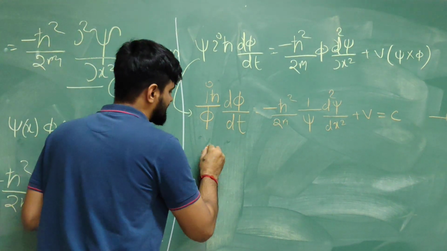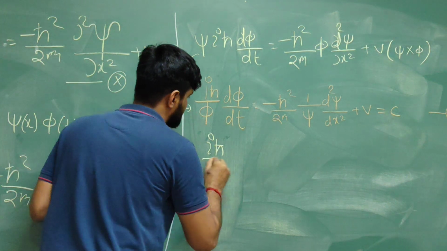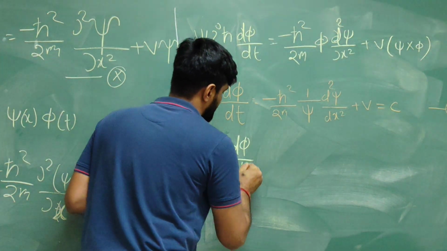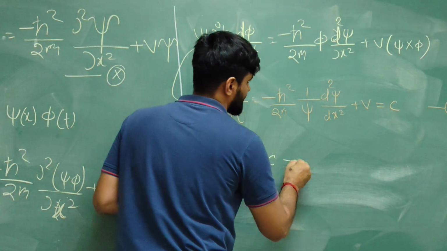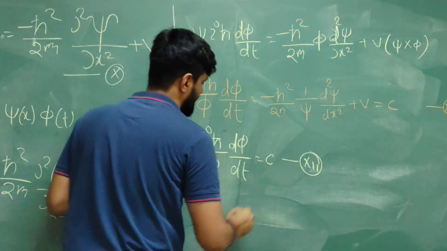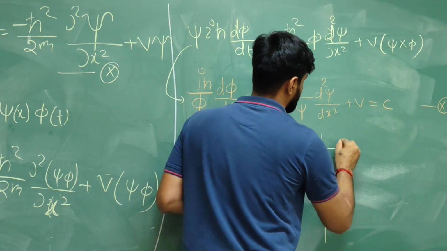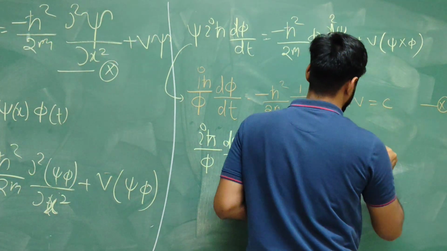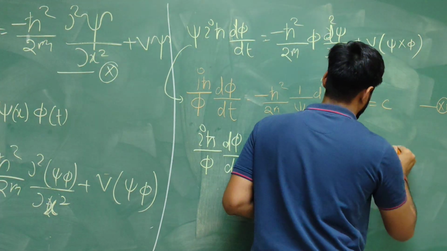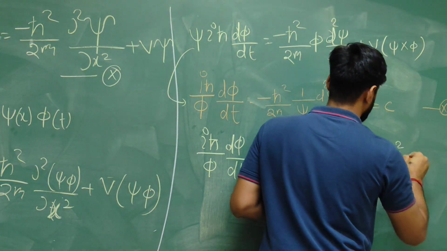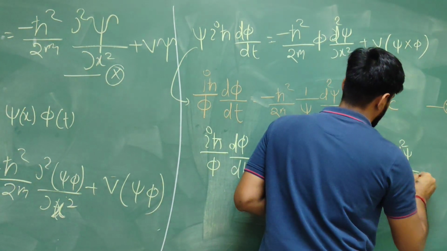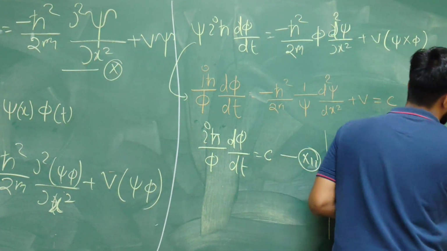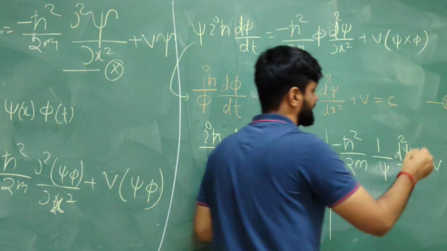So now I can explicitly write these things as i h-bar by phi d phi by dt, that is equal to a constant. Let's say this one is my equation 12, and then I can write this as minus h-bar squared divided by 2m 1 upon psi d2 psi by dx square plus V, that is equal to a constant. So let's say this is my equation 13.